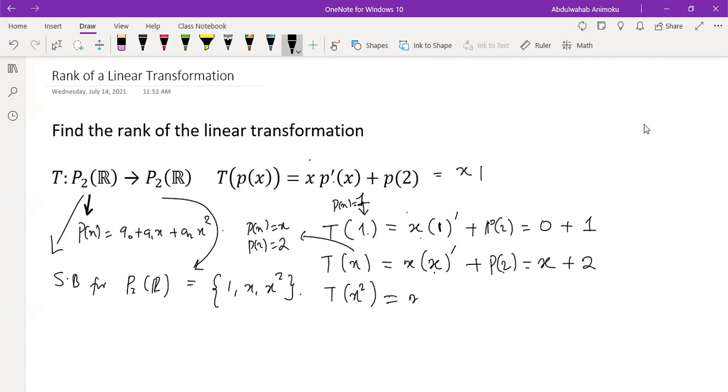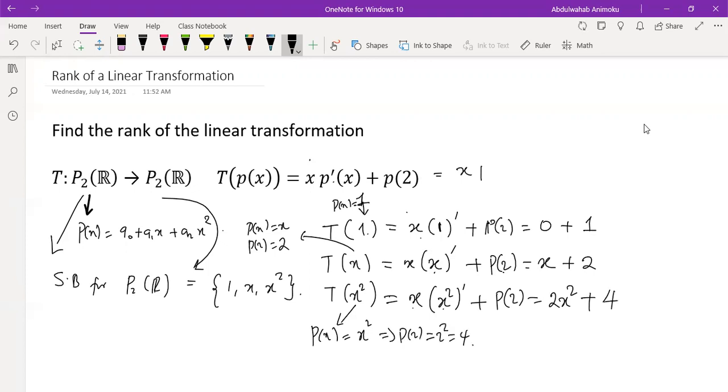Then finally, we have x times the derivative of x squared, plus p of 2. The derivative of x squared is 2x, so 2x times x gives us 2x squared, plus p of 2. Now, p of x is x squared, so p of 2 is going to be 2 squared, which is 4. So we have 4 here.